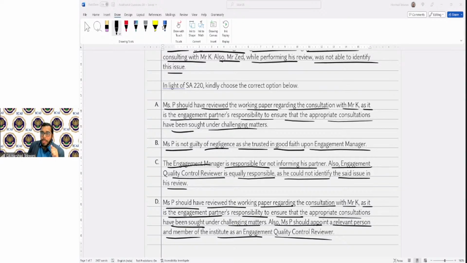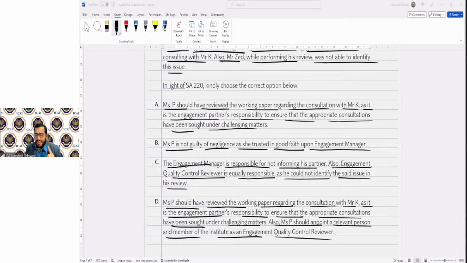Okay, so see, SA 220, that's a very, very important standard, trust me. The reason is that SA 220 talks about quality control for an audit of financial statements. And when I talk about quality control, it lays down the responsibility.